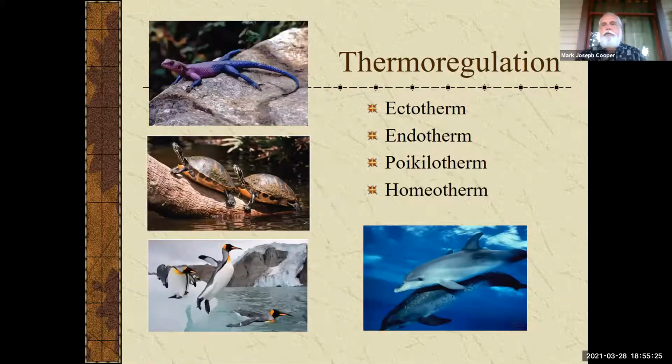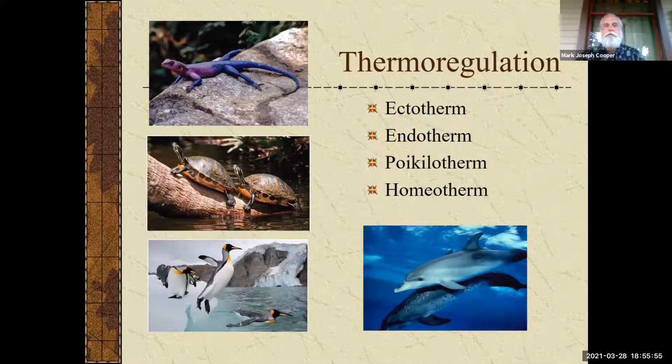All right, let's talk about thermoregulation, and I want to give you 4 terms, and they are different, and this is where people get mixed up. There's ectotherm, endotherm, poikilotherm, and homeotherm. So an ectotherm is one that gets its body temperature from the environment, the ambient temperature. And that would be things like lizards and turtles, insects are typically ectotherms for the most part.